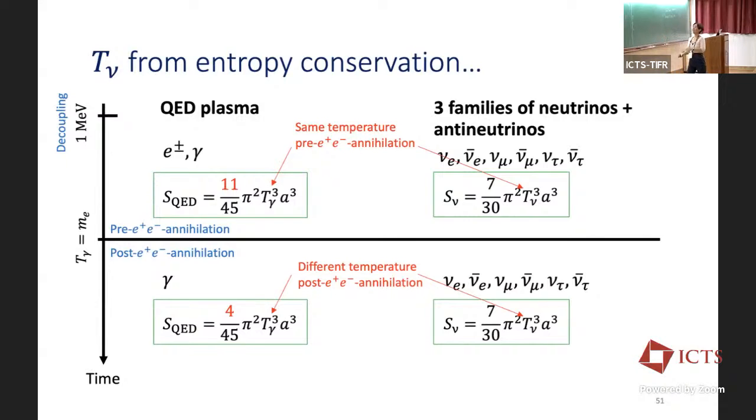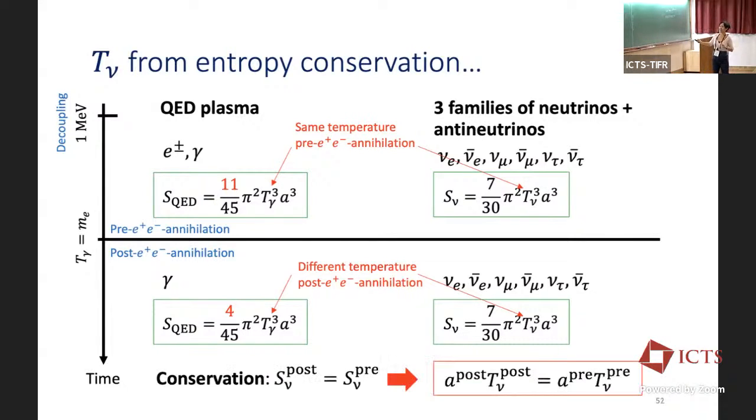Now, having these 4 expressions, I can now play some games. First thing I'm going to do is to demand that the entropy be conserved in the neutrino sector. Okay, and I can do that because after decoupling, the neutrinos are just isolated, and I can demand that the entropy is conserved in this isolated sector. So what I'll do is I say S_nu post e+e- annihilation is equal to S_nu pre. And what I get immediately, by equating these 2 expressions, is this relation for how the temperature in the neutrino sector should evolve. Okay. So that's the first relation.